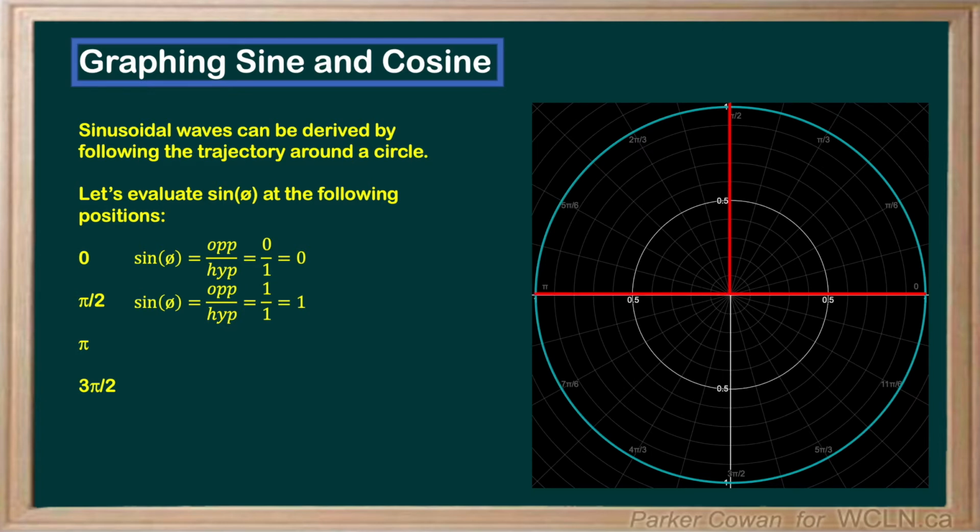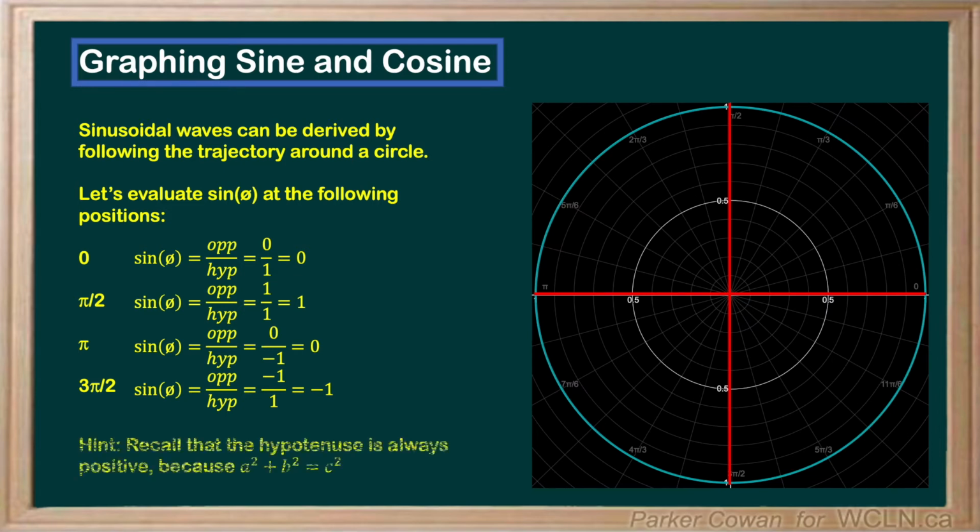Repeat these steps for the next two main points on the graph. Notice our last value is negative. This might be a bit surprising, because we can see that our hypotenuse clearly appears to be negative. However, we must remember our hypotenuse is always positive, because a squared plus b squared is equal to c squared.